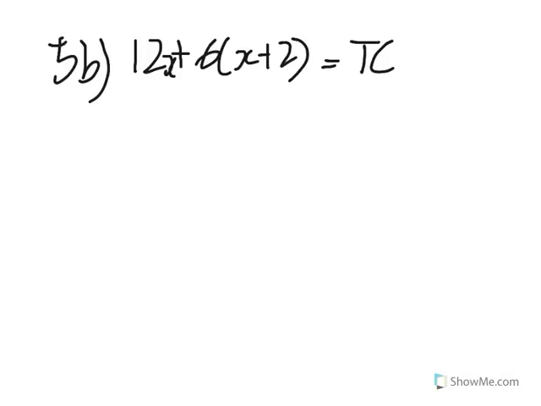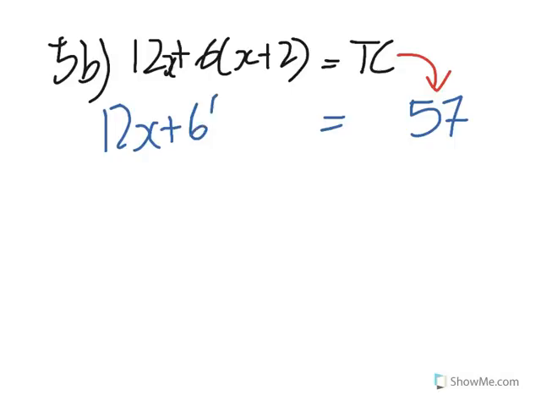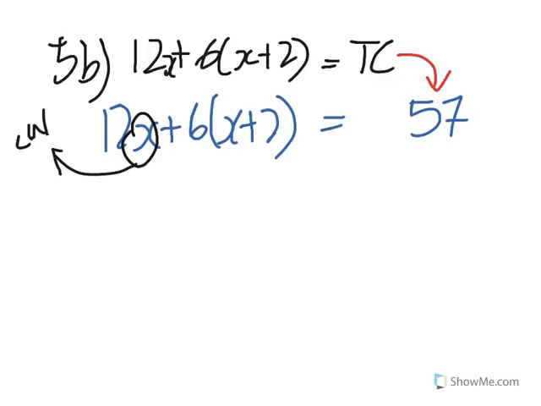Now 5b tells you that the total cost, basically this, is 57. They're asking you to work out the cost of 1 cup. So that means that 12X plus 6 times X plus 2 is equal to 57. As you know from the previous question, X is the cost of each cup, so it's the price of each cup. All we've got to do is solve for X, and we'll get the cost of 1 cup.